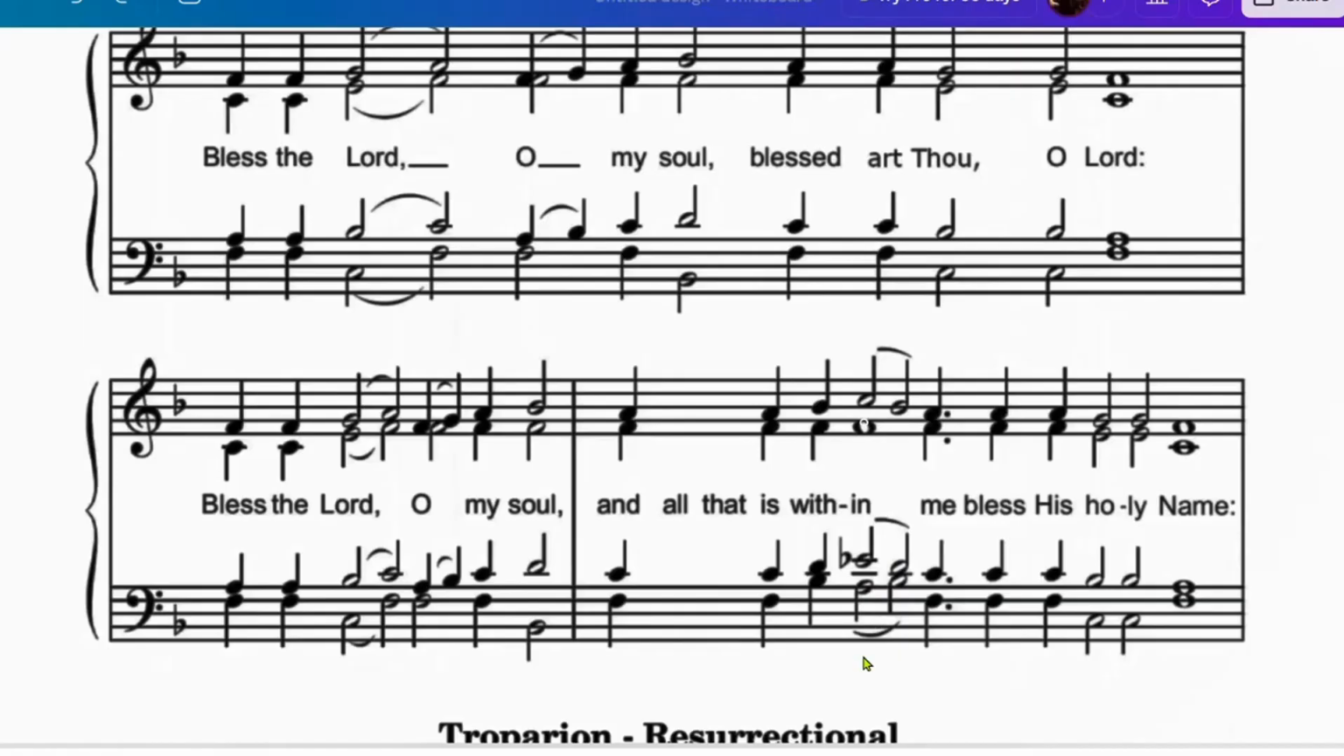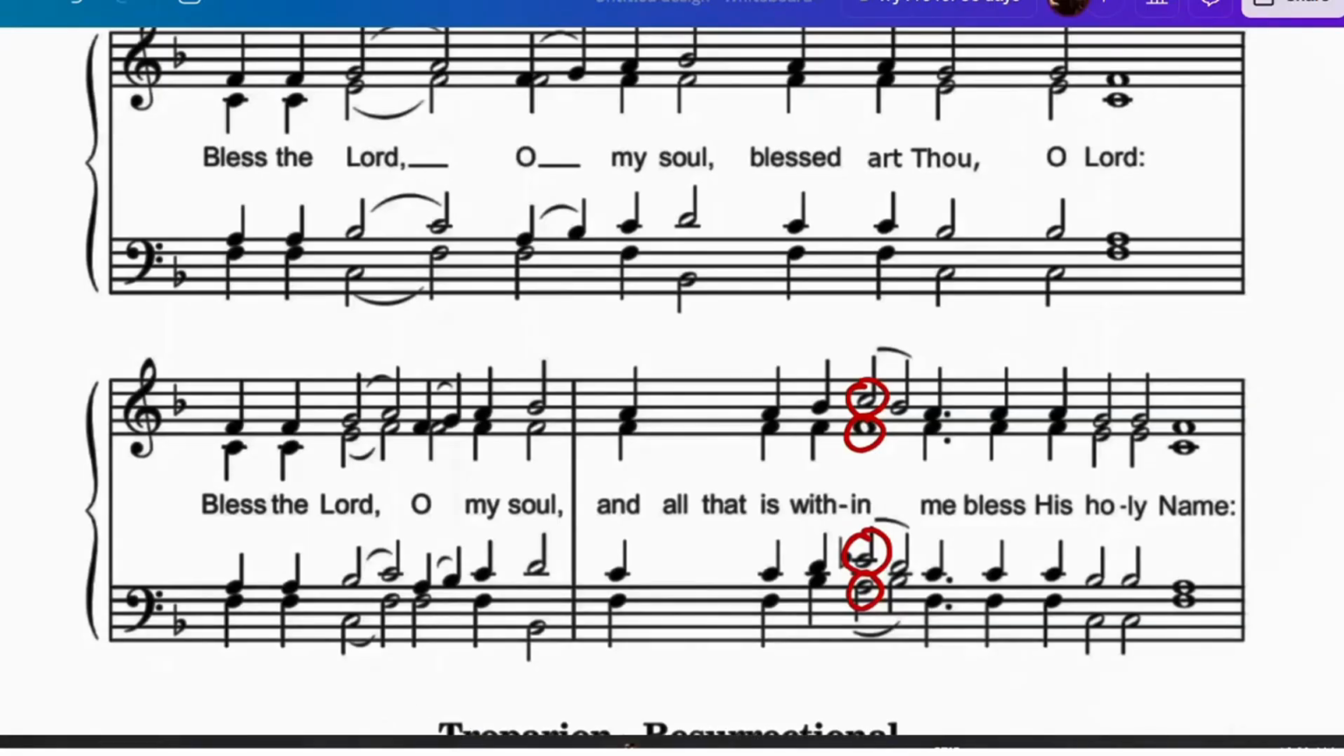We have an F, and we have an A, and we have a C, and we have an E flat. So we went straight up the spaces here: F, A, C, E flat. So what chord does that give us? What that gives us is a seventh chord, or a dominant seventh chord. And so what the heck is that?